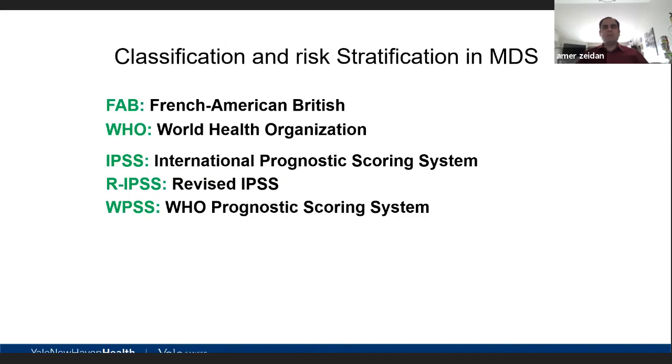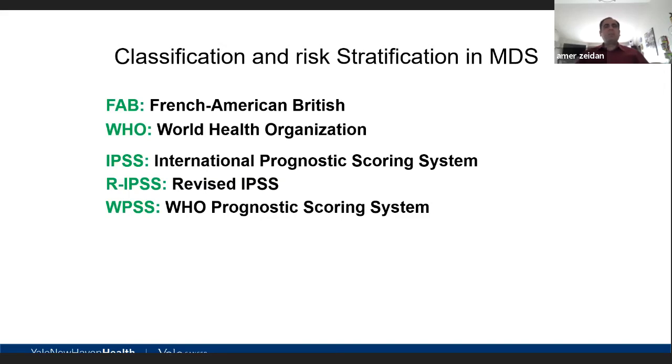But then the next question becomes, what is the risk category of this MDS? And how can we go about treating the patient? So a very important step is calculating what we call the risk score, or the prognostication. And there are a number of ways to do that. You might have heard about the FAB, the French American British classification. This is actually old and no longer used. However, some of those terms might still appear in the literature, and sometimes even on the drug approval labels.